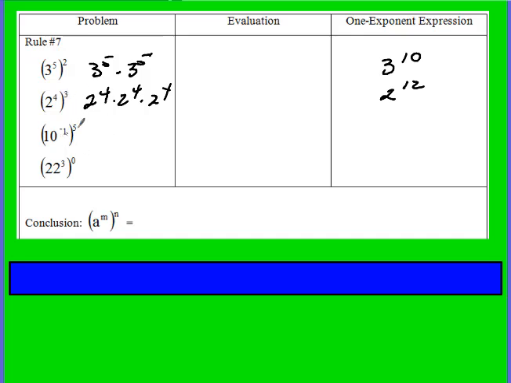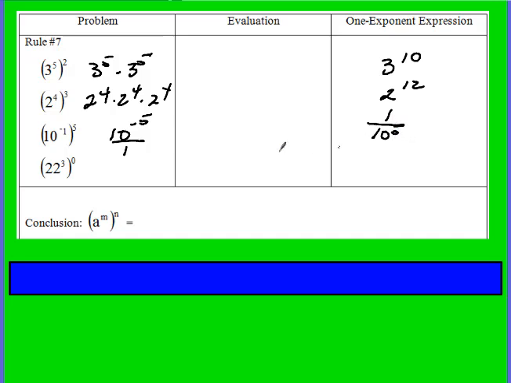But what if one of those is negative? Well, I multiply those together, so I end up with 10 to the negative 5. Now what do we have to remember about this negative 5? Well, if it's in the numerator, it's going to flip to the denominator. So my one exponent expression then would be 1 over 10 to the 5th power.